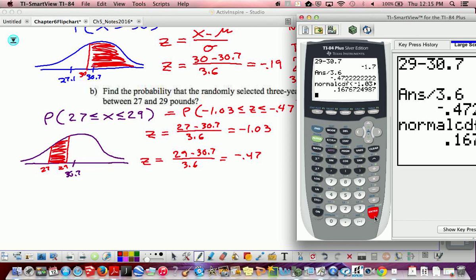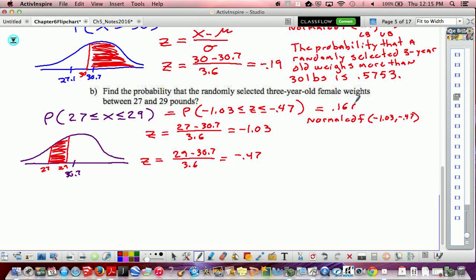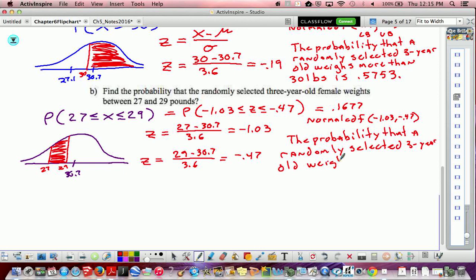0.1677 if I round. So then I can say the probability that a randomly selected 3-year-old weighs between 27 and 29 pounds is 0.1667.